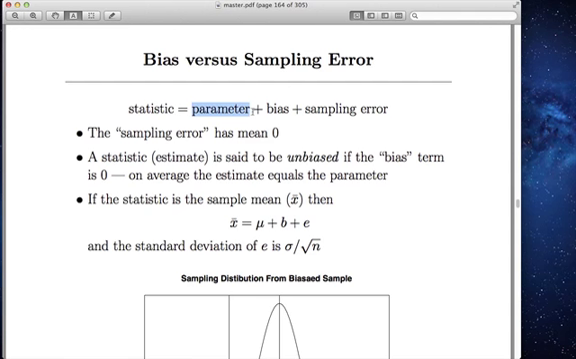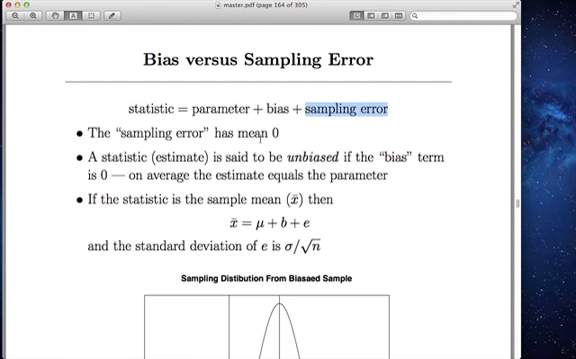So if I draw a sample of people, and the mean purchase intent, the statistic, is 4.5. Well, let's say the true purchase intent was 4. Okay, that's the parameter. Add to that any bias that might be there, and then there's also sampling error. So sampling error refers to the fact that you have a sample rather than a population.